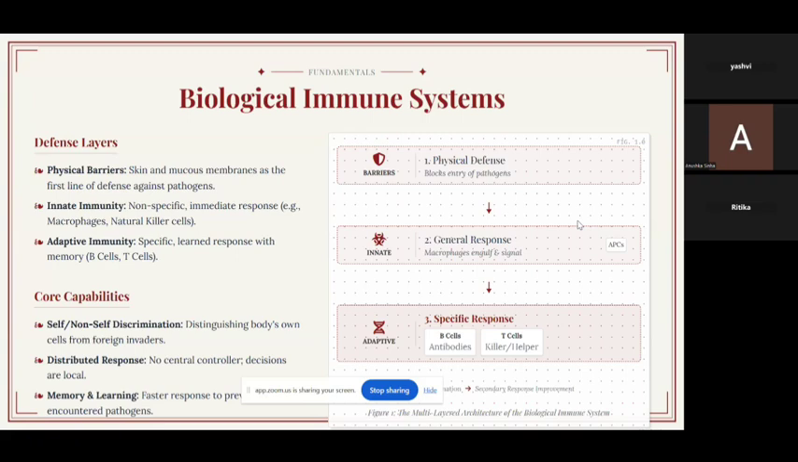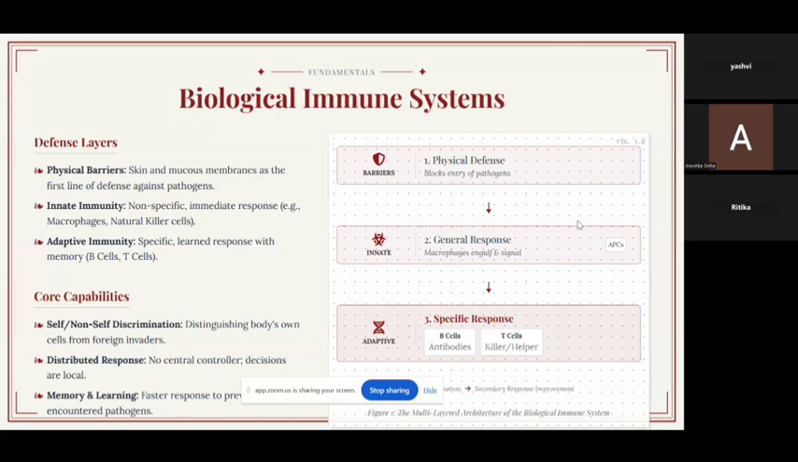But the true genius is the adaptive immunity. This is the specialized military. They learn the exact enemy, they create custom weapons, which are known as antibodies, and they have incredible memory. This means the second time you get infected, the response is instant and powerful. Basically, it's all about knowing who belongs, which is the self, and who doesn't, which is the non-self.